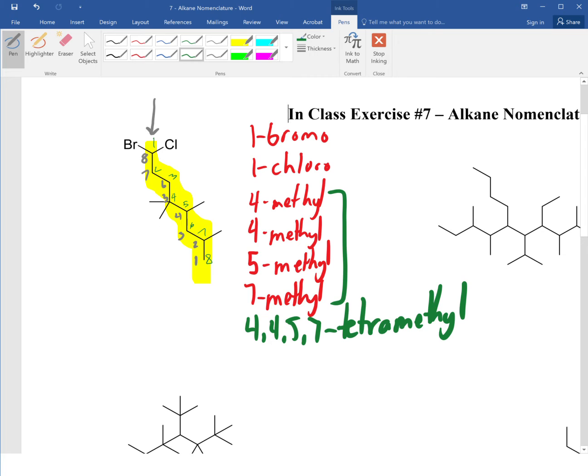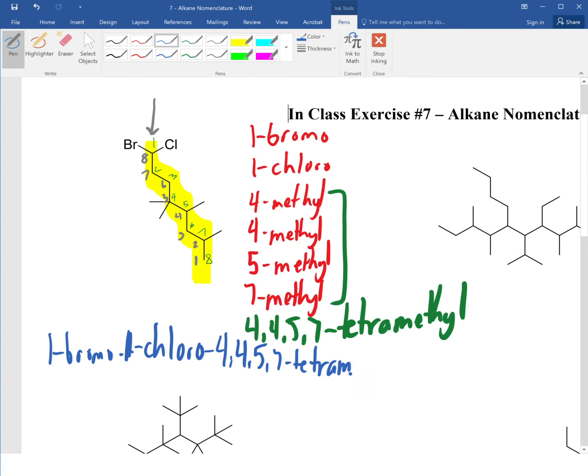So now we just need to put all of it together. We're going to put our substituents in alphabetical order. Bromine comes first, 1 bromo. Then chlorine. Then our methyls. And finally, our parent name, which is octane.